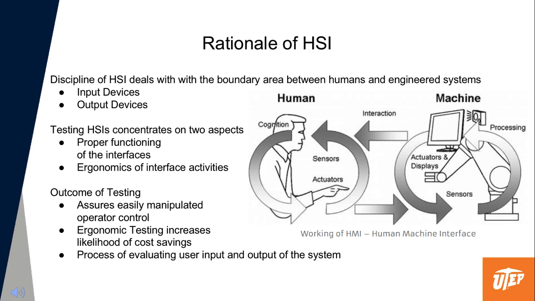The objectives of ergonomic design activities are to optimize the effectiveness with which work and other human activities are carried out. Testing for proper HSI ergonomic design will assure easily manipulated operator control interfaces and clear and intuitive representation of system conditions. This will decrease the probability of operator mistakes and misinterpretation of system conditions. Moreover, HSI ergonomic testing increases the likelihood of cost savings in operator training and knowledge retainment. Testing HSIs is also the process of evaluating user input into the system, as well as system input, to ensure that the system satisfies the specified requirements.